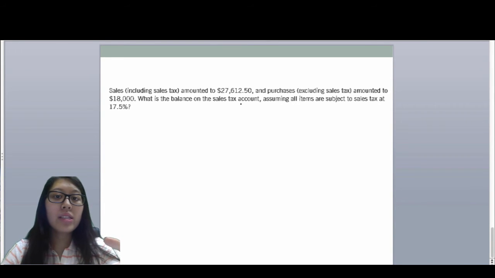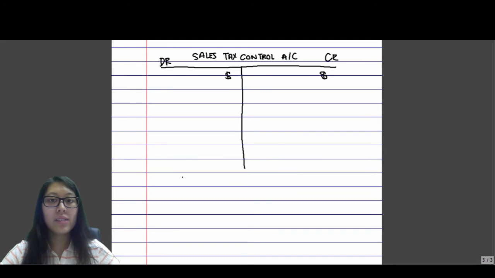Well, we know that this amount already has tax inside it, so we just need to extract the tax figure from this total figure. So we know that tax is 17.5. So this figure would be equal to 117.5% because it already has tax inside that total figure. Whereas for purchases, this 18,000 does not have tax yet. So all we need to do is take 17.5% out of the 18,000 to get our sales tax amount. So I'm going to demonstrate this in a sales tax control account. Okay, so here is the sales tax control account.